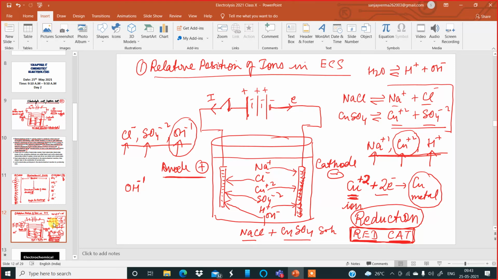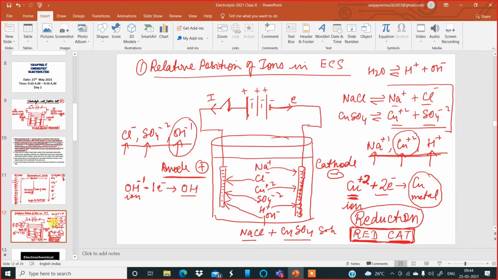It will lose one electron. If hydroxide loses one electron, does it become hydroxide OH without the charge? If the hydroxide ion loses one electron, it becomes OH only.